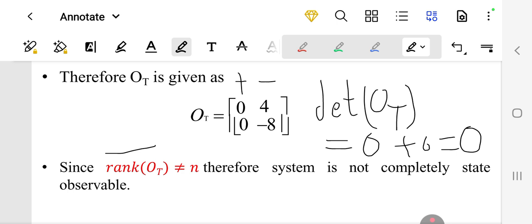Therefore, the rank of the observability matrix is not equal to n, it is smaller than n. Therefore, the system is not completely state observable. We have some states in the system that we cannot observe from the previous observations of the output y.